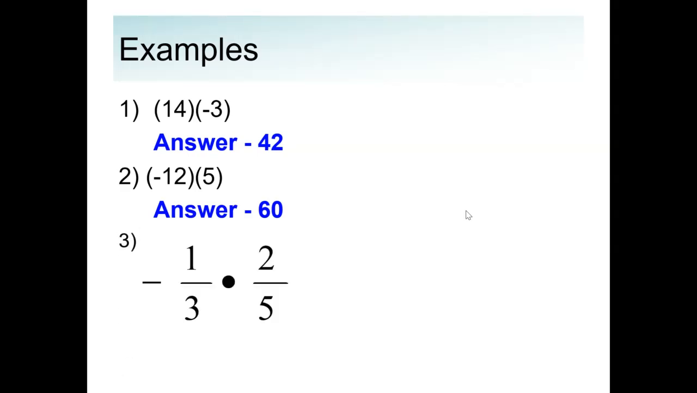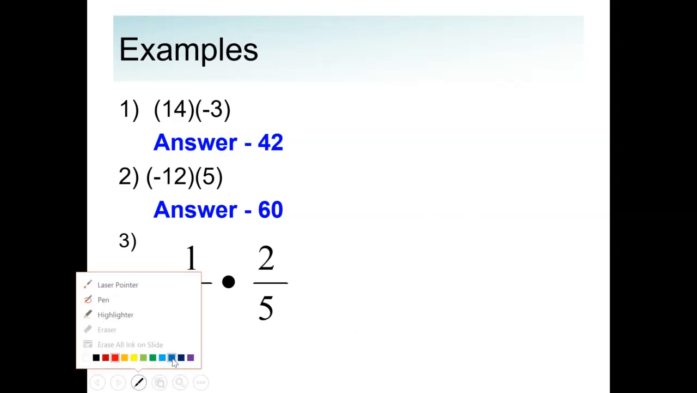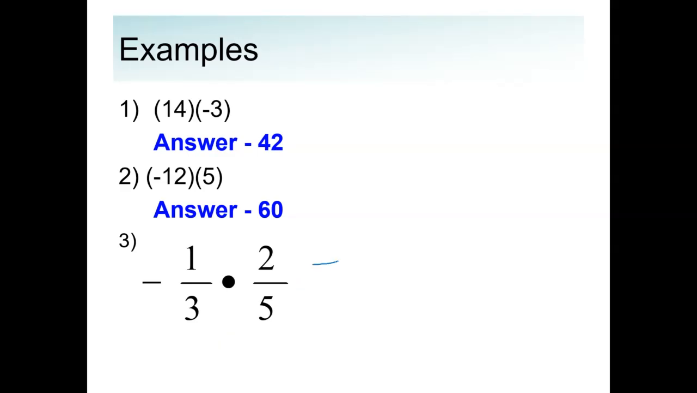Let's try a fraction. Negative 1 over 3 times 2 over 5. We'll do the same thing. Multiplication, we multiply the top and the top number. The answer stays negative. 1 times 2 is 2. And then the denominator, we will have 3 times 5, which will be 15. So the answer will be negative 2 over 15. Now, if you can reduce here, you will. But in this case, I cannot reduce anything, so leave the answer as is.